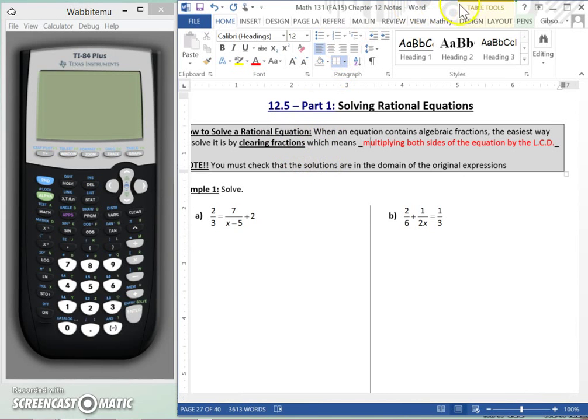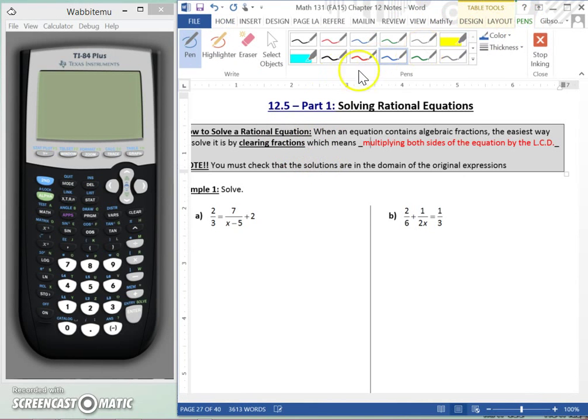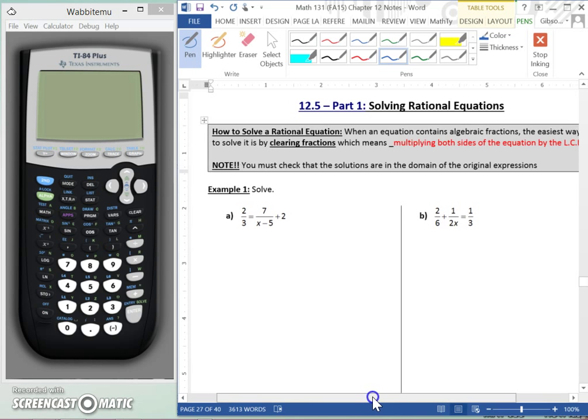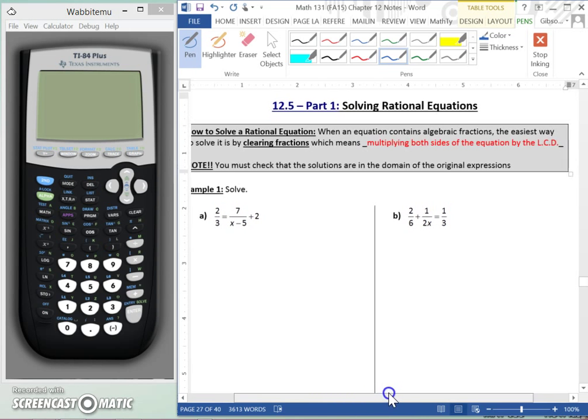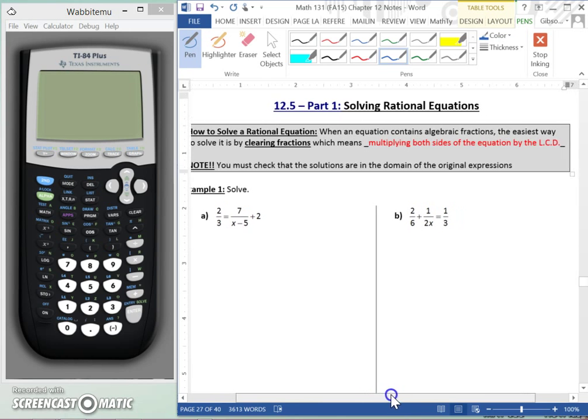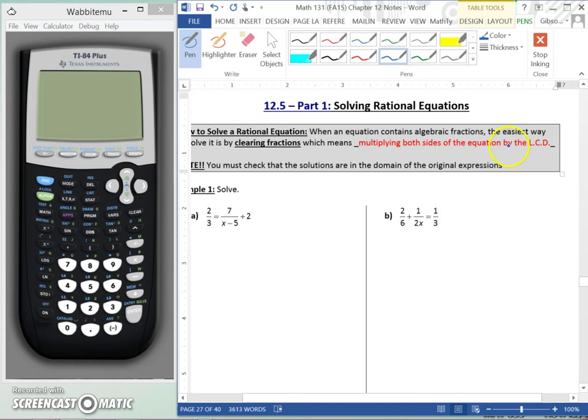Hello class, we're about to start section 12.5 part 1, solving rational equations. We have how to solve a rational equation. When the equation contains algebraic fractions, the easiest way to solve it is by clearing fractions, which means multiplying both sides of the equation by the LCD. Note, you must check that the solutions are in the domain of the original expressions.